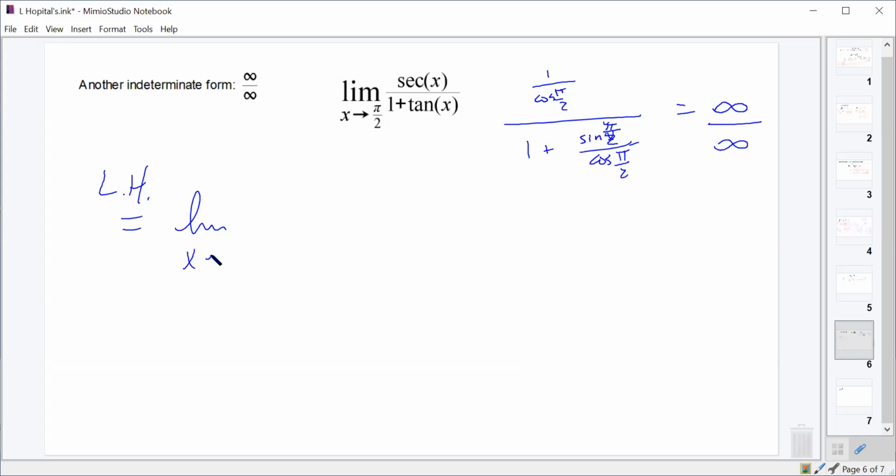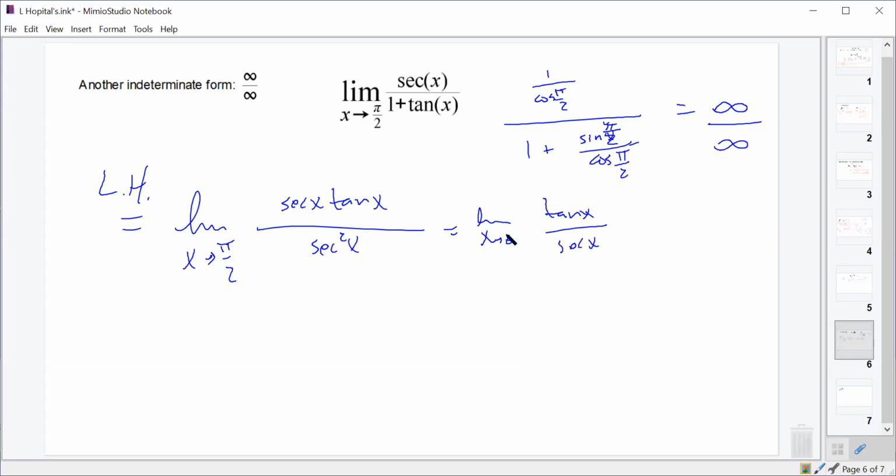This should become the limit as x approaches pi over 2. What's the derivative of secant x? Secant x tangent x. And then what's the derivative of 1? 0. And what's the derivative of tangent? Secant squared. All right. Well, we can at least cancel out a secant, right? So this just becomes tangent x over secant x.